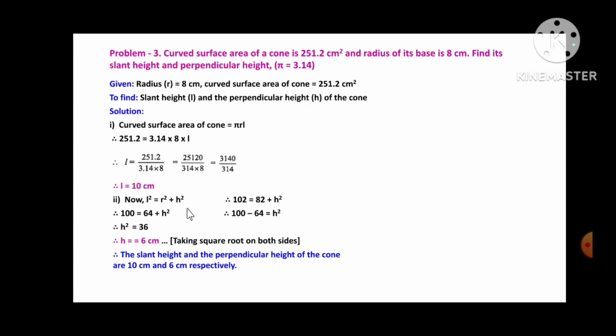We know that L square is equal to R square plus H square. So we'll put L's value as 10. 10 square is equal to 8 square plus H square. Therefore 10 square is 100, is equal to 64, 8 square, plus H square. So 100 minus 64 is equal to H square. Means H square is equal to 36. If you take the square root on both sides, you will be getting H is equal to 6 centimeter. So friends, the slant height and the perpendicular height of the cone are respectively 10 centimeter and 6 centimeter.